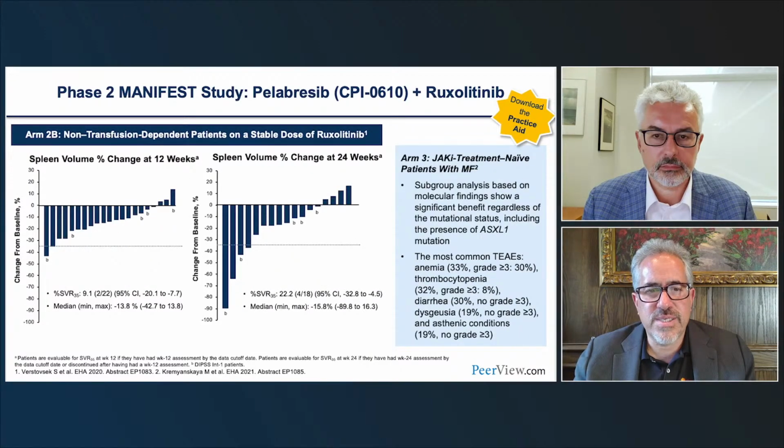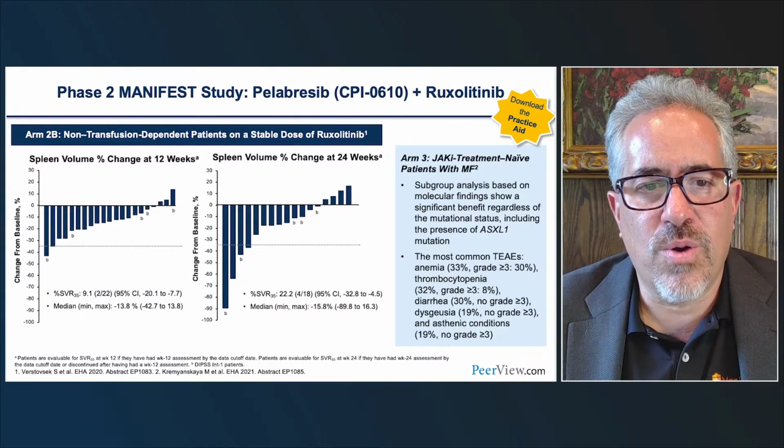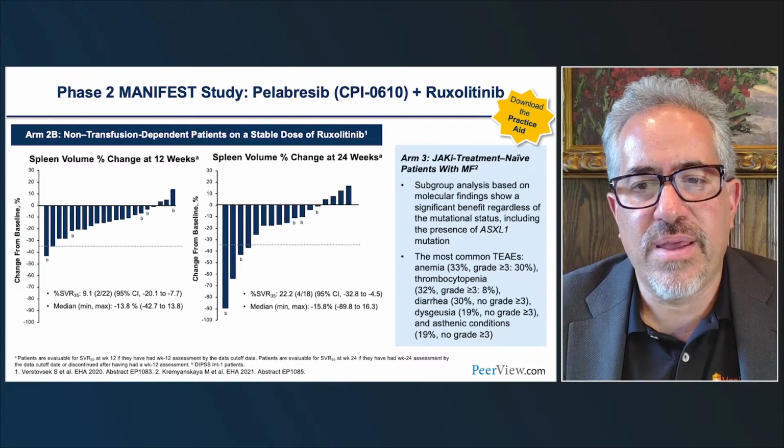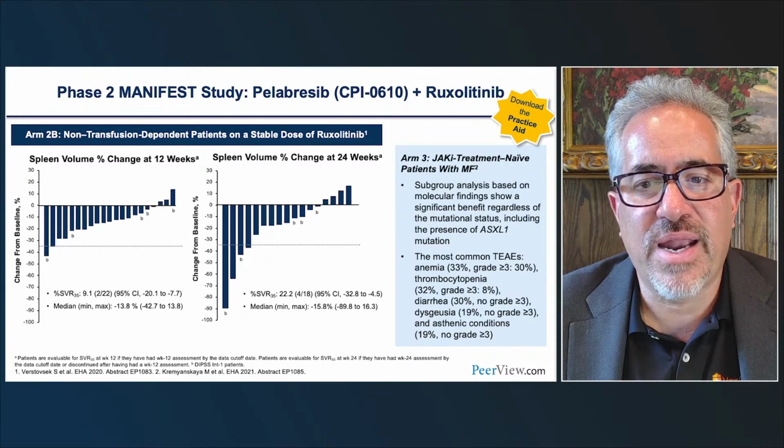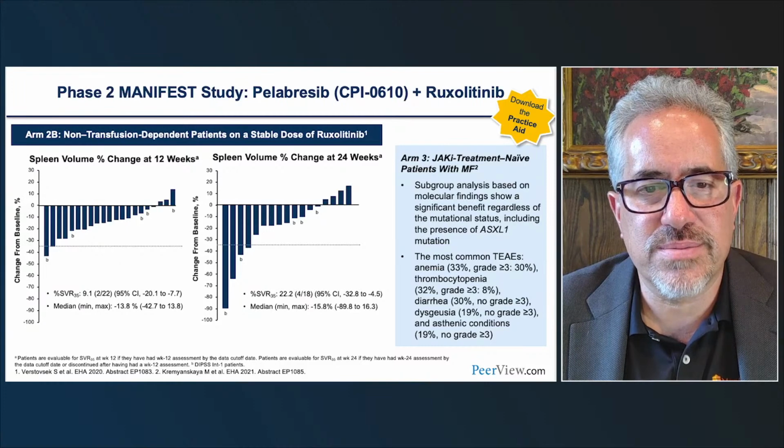On this slide with the CPI 0610 study, we're looking at spleen volume change in the non-transfusion dependent cohort. Here you see improvements in the spleen. There have been improvement in symptoms as well as there can be improvement in anemia. Again, I would encourage you to download the practice aid for more information on ongoing trials for emerging therapies in myelofibrosis.